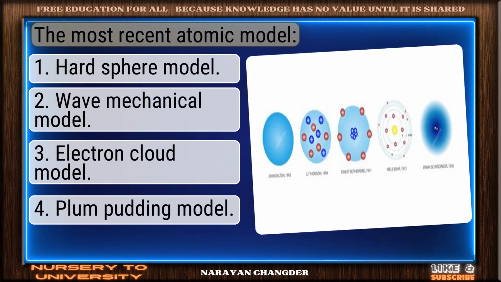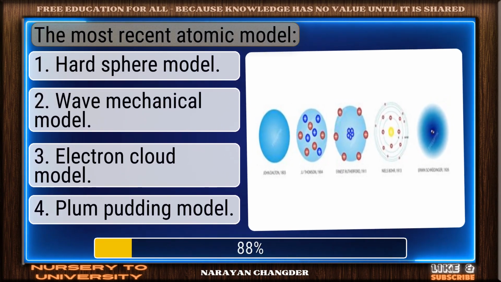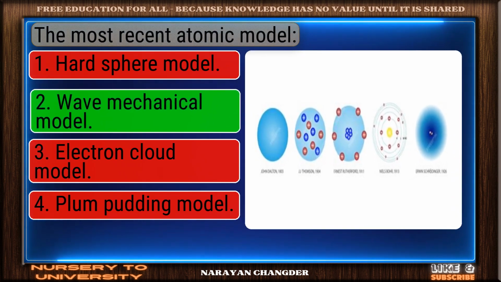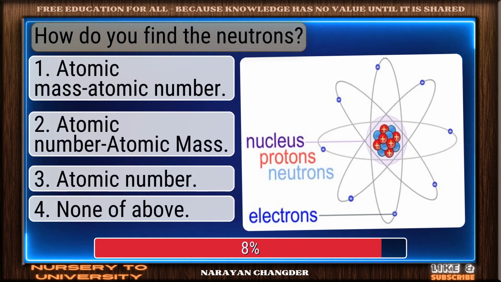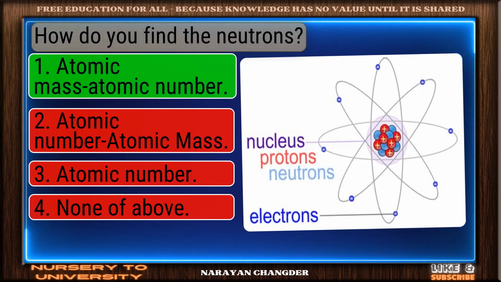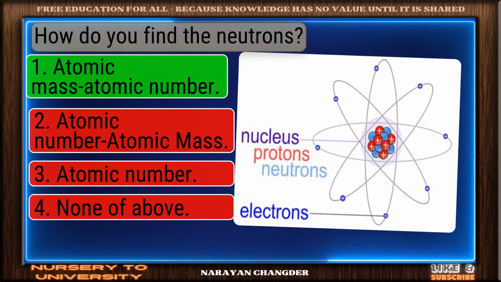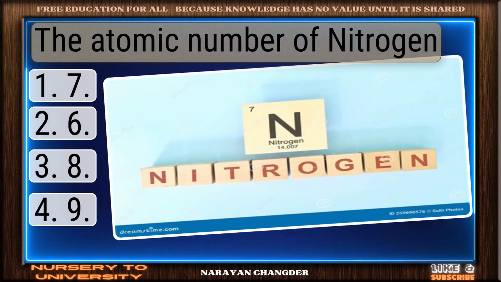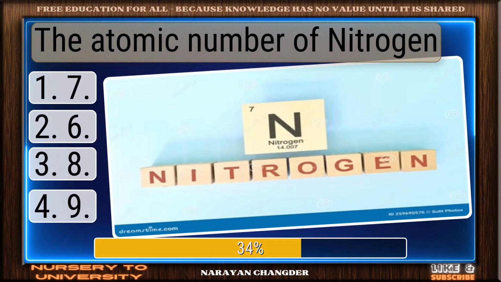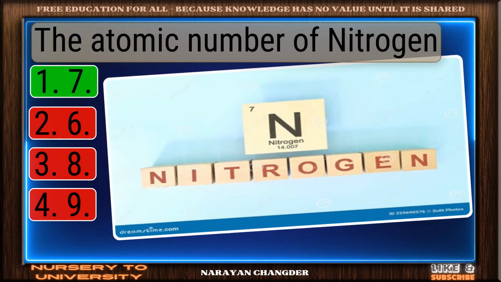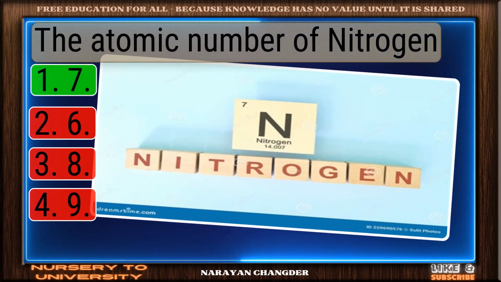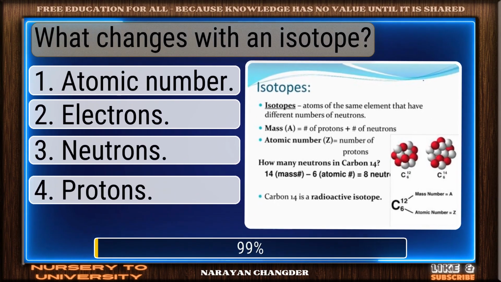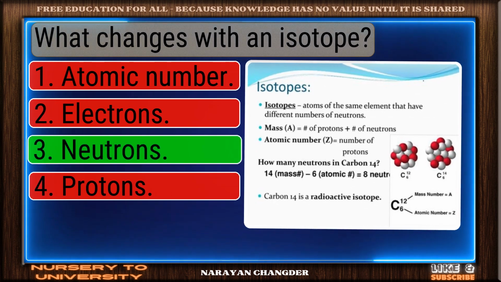The most recent atomic model. Well picked. Wave mechanical model is the correct answer. How do you find the neutrons? Right again. Atomic mass minus atomic number is a valid answer. The atomic number of nitrogen. Nice work. You chose 7 and it is correct. What changes with an isotope? Perfect. Neutrons is the correct choice.